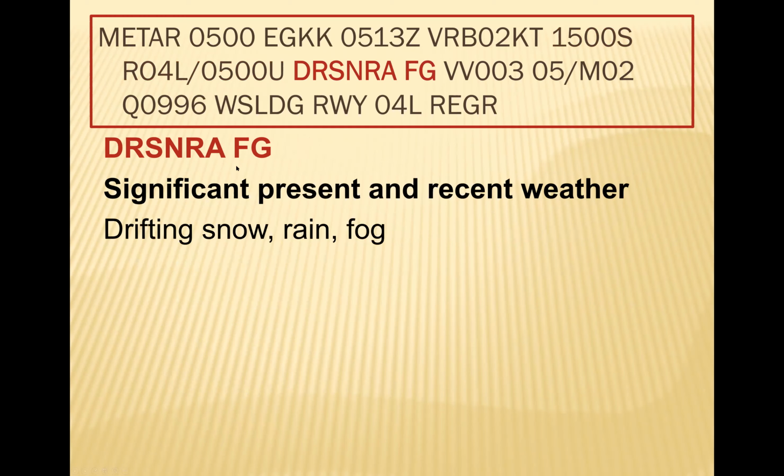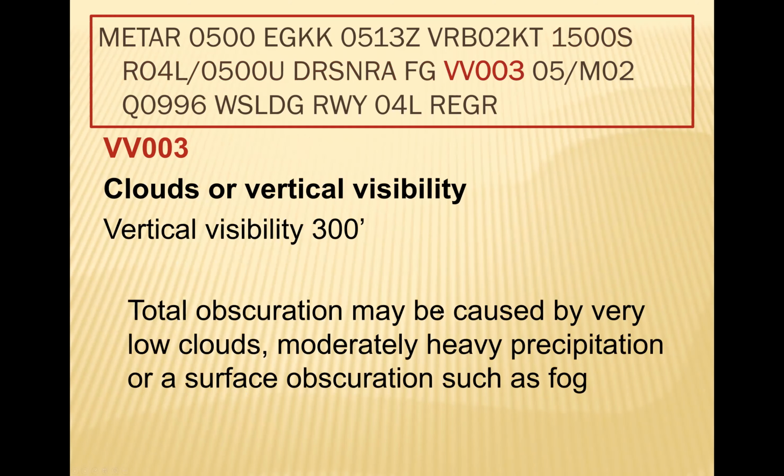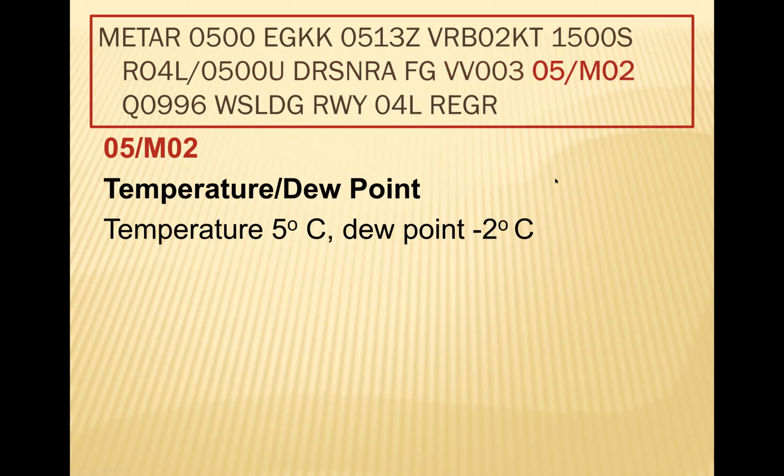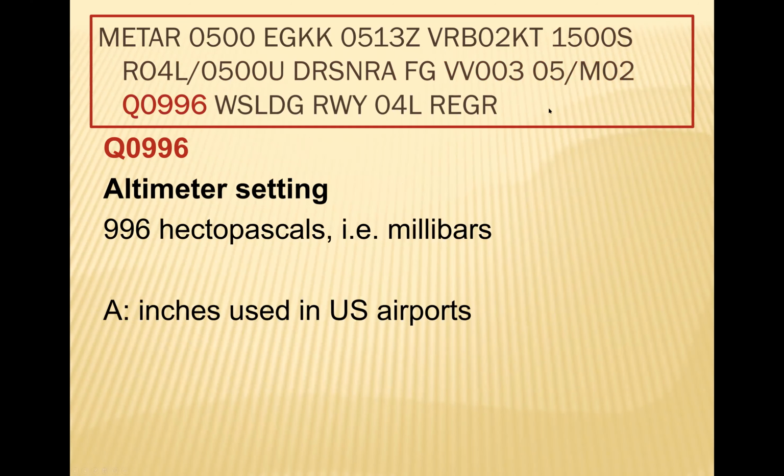Basically drifting snow and fog, same thing we're used to seeing. Vertical visibility, very popular in the UK. This is a good way to measure visibility when you've got a lot of fog. And then temperature dew point is the same designation as we're used to, and altimeter setting will be in the Q for hectopascals. You may not even get an altimeter setting, and in fact, your London weather has a Q, so you'll have to read that properly. Just ask if you have trouble reading it.